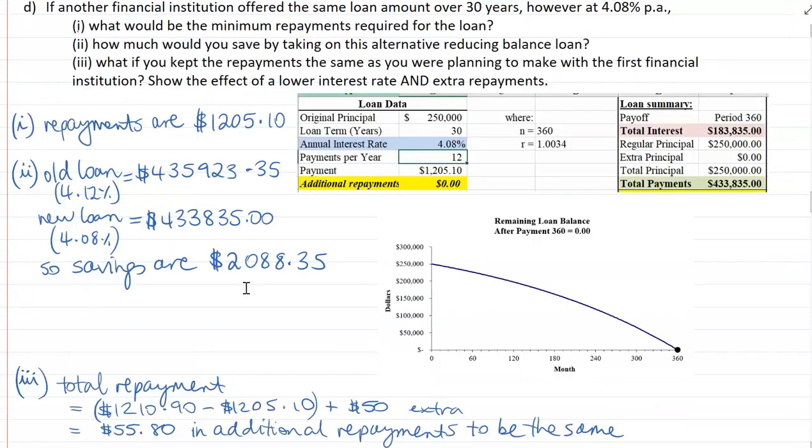loan. For part 3, if I wanted to keep the repayments the same as the original loan I was looking at, that means that I'd look at the difference between the old loan minimum repayments and the new loan minimum repayments, and I'd add on that $50 extra that I was looking at in part B. So to look at the effects of that in the Excel, I'm going to pop $55.80 in additional repayment.